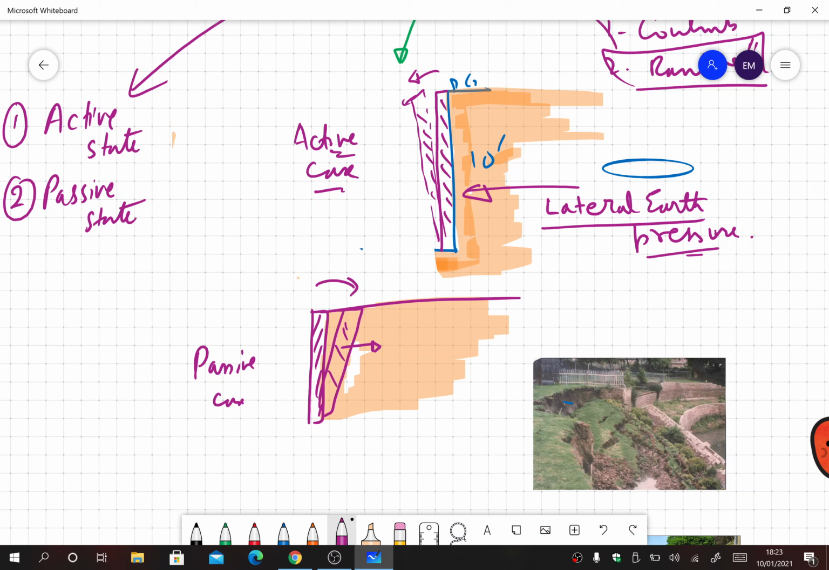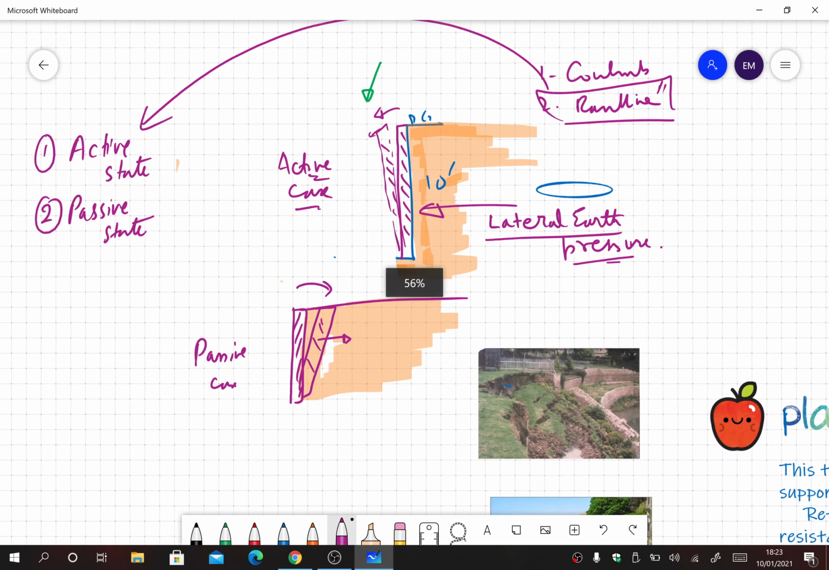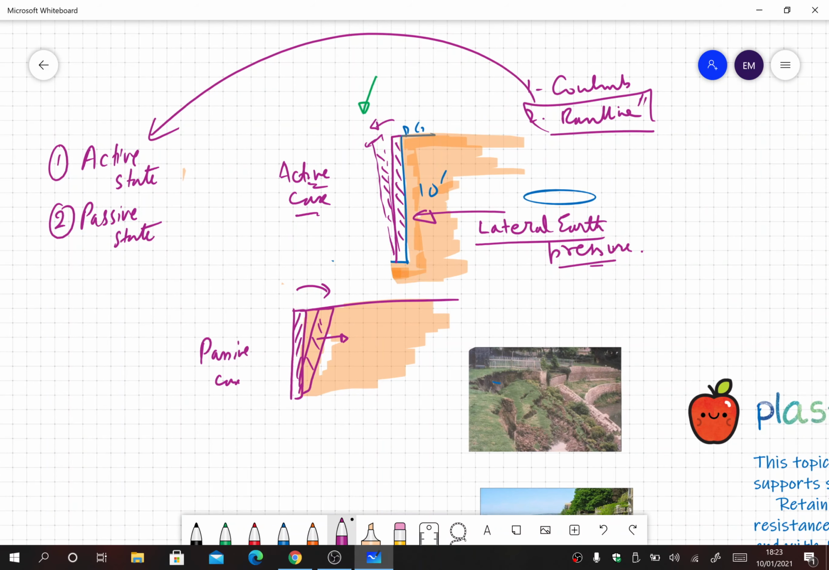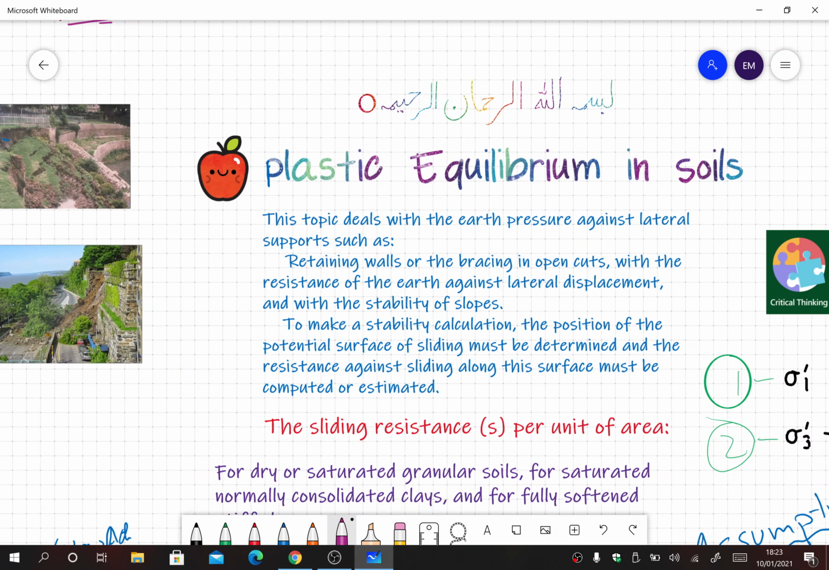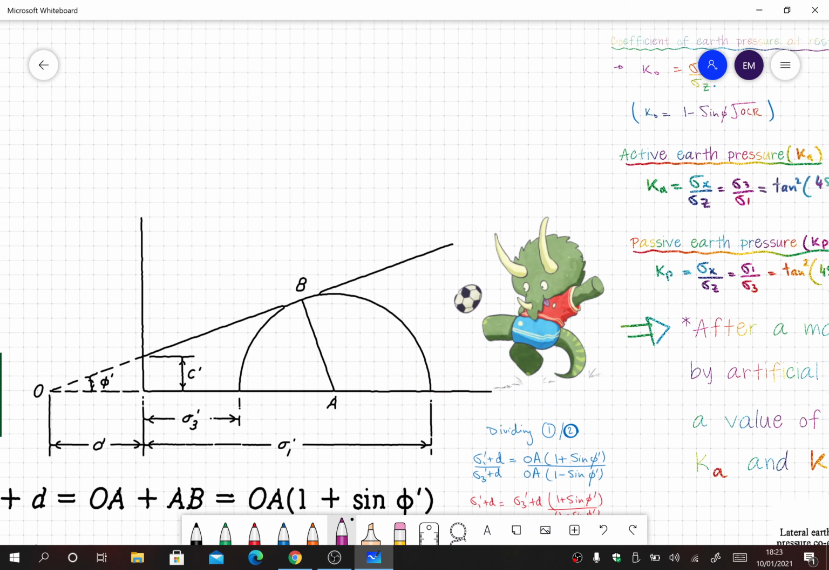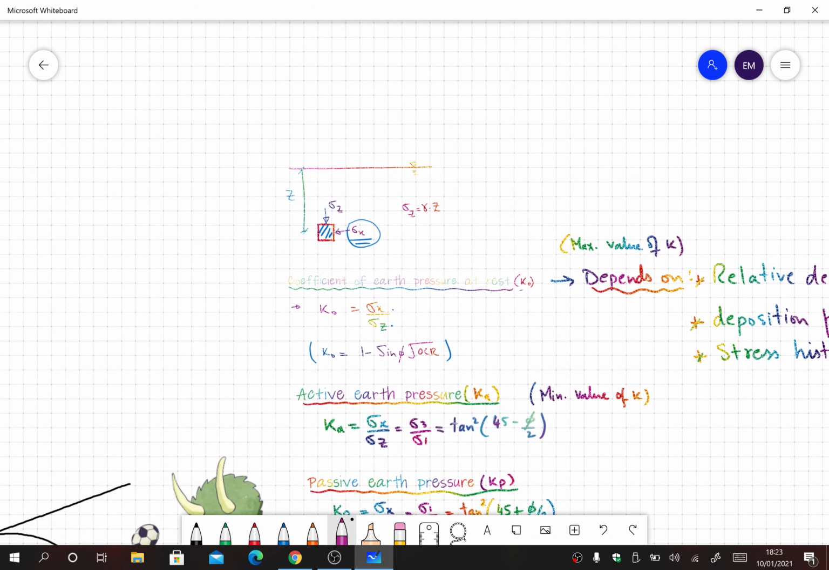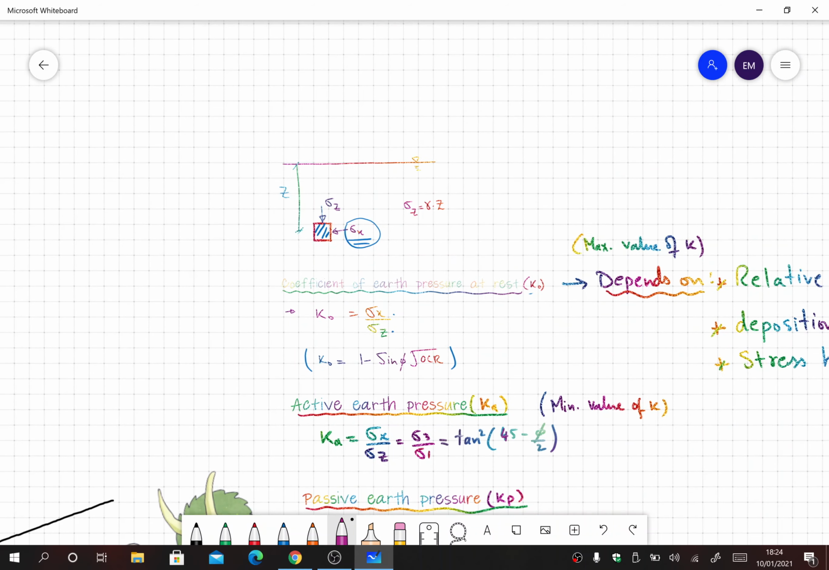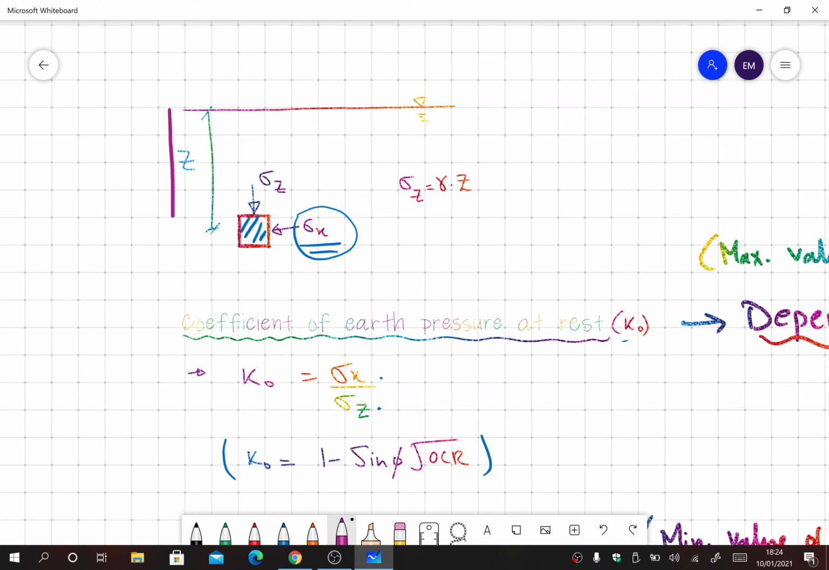In active case, the wall is moving away from the soil, and in the passive case, the wall is moving towards the soil. Okay, so to see Rankine, he explained these certain terms, so let's have a look at it. So once again we have the situation here. Let me draw the wall here. So this is the wall, this is the retaining wall, and this is the soil mass. This whole is the soil mass.